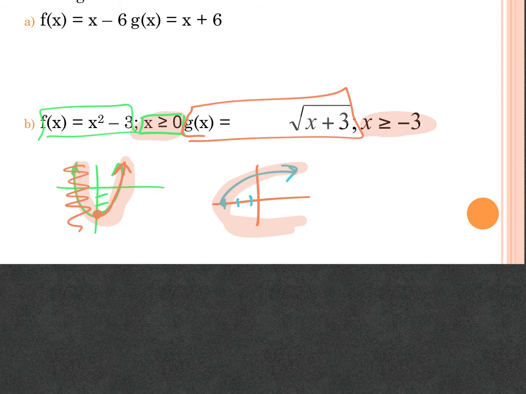Because of that restriction, x is greater than or equal to 0. If that was not there, it would not. Yeah? Hang on just a second. Go ahead.